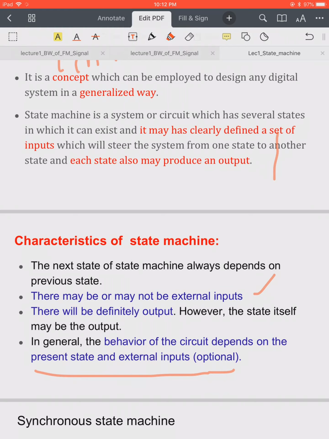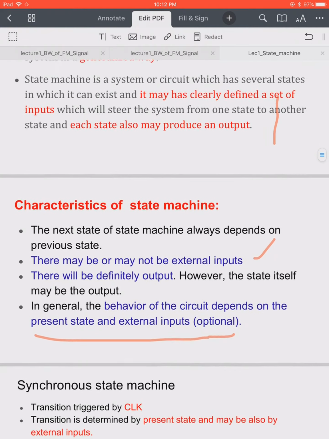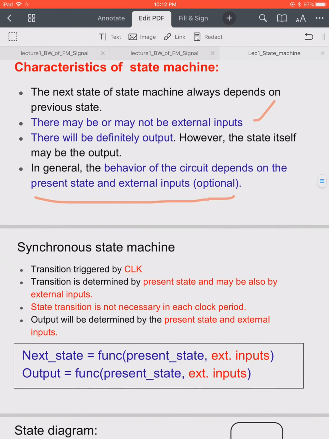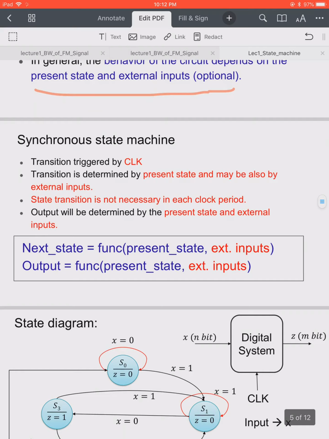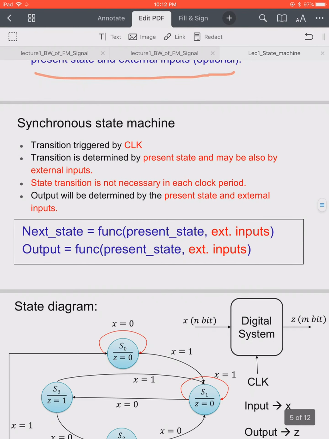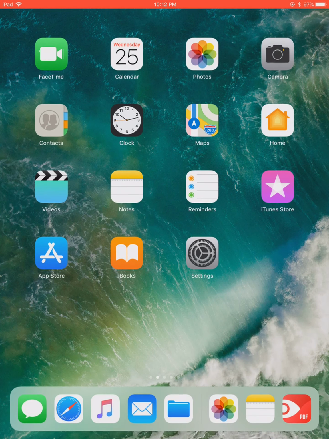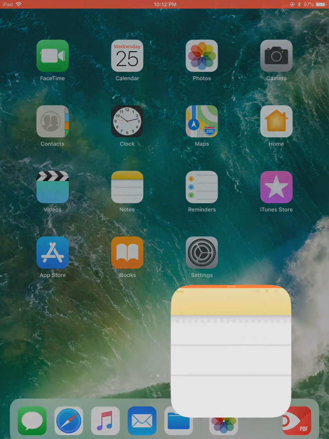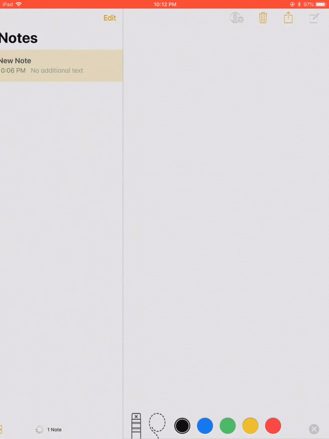So now let's talk about the synchronous state machine. State machines can be of different types. One is called synchronous state machine, and we'll mainly focus on synchronous state machines. What we mean by synchronous state machine is, let's take an example.